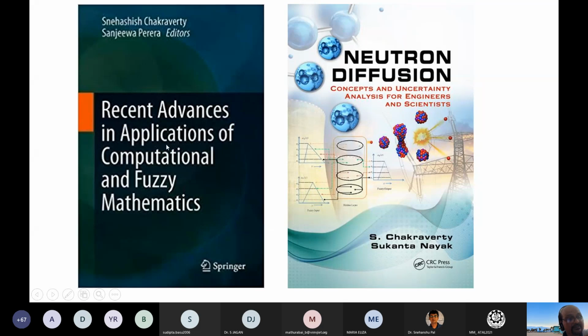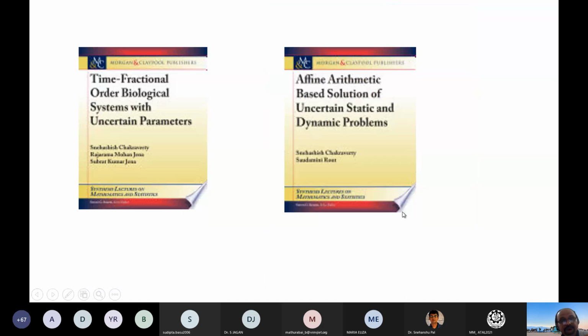Here some biology related problems are there with respect to invasive plants, actually botany. And this is nuclear, neutron related, neutron diffusion, etc. are there. Again, some problems are solved there. These are two recent ones. Here fractional order biological systems are there in this book, and here uncertain static and dynamic problems are there. So those who are interested can go through these books and papers in detail.